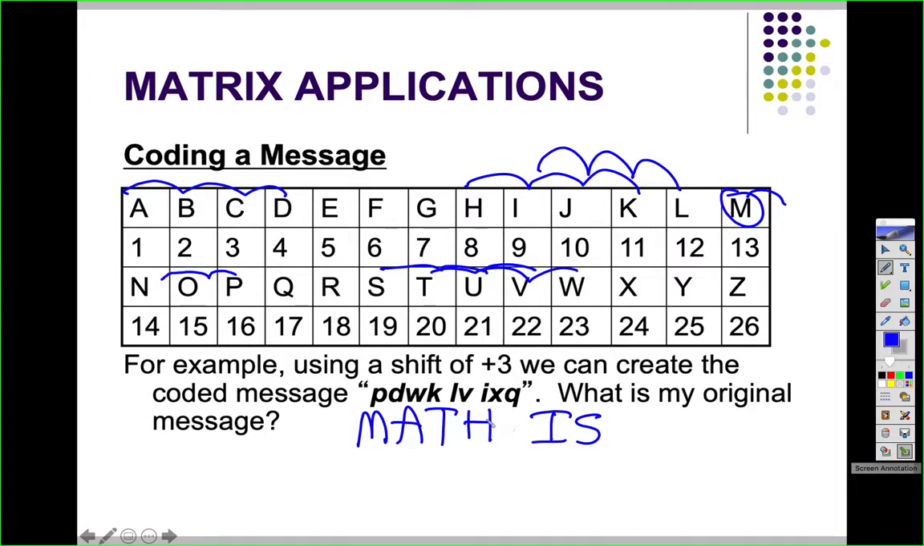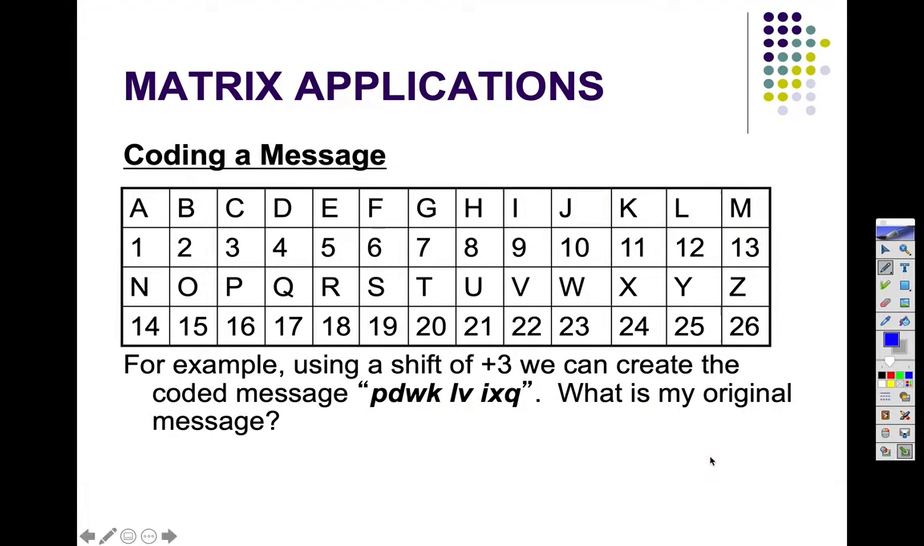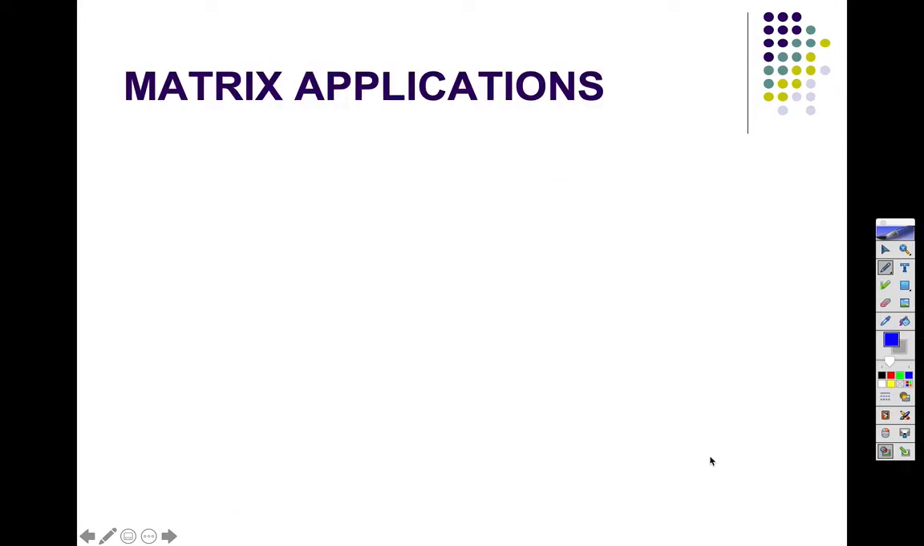I think we're getting the hang of this. I, -3 is F. I think you can guess this one. X, -3 is U. Q, -3 is N. Math is fun. So, moral of a shift cipher: the +3 is how you coded it. To decode, -3. So +3 is how it's made, -3 is how it's decoded. It's called a shift cipher again, guys. Shift cipher.